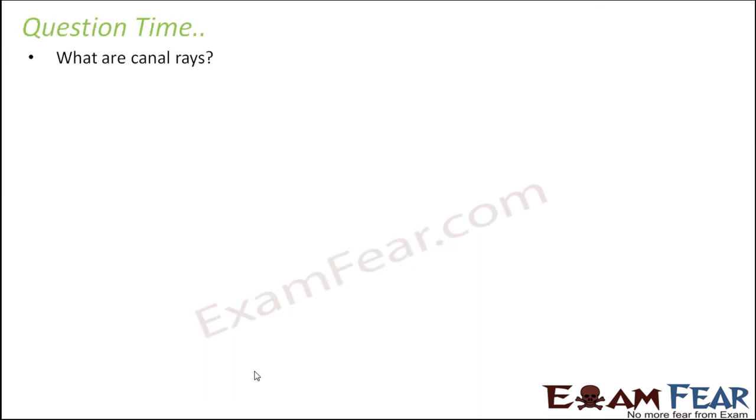Right. So we'll take some questions. What is canal ray? Canal ray is also called anode rays. And anode means what? Positive rays. So canal ray is also called anode rays. The positive rays are a beam of positive ions created by certain types of gases, not all the gases, and these are called canal rays.